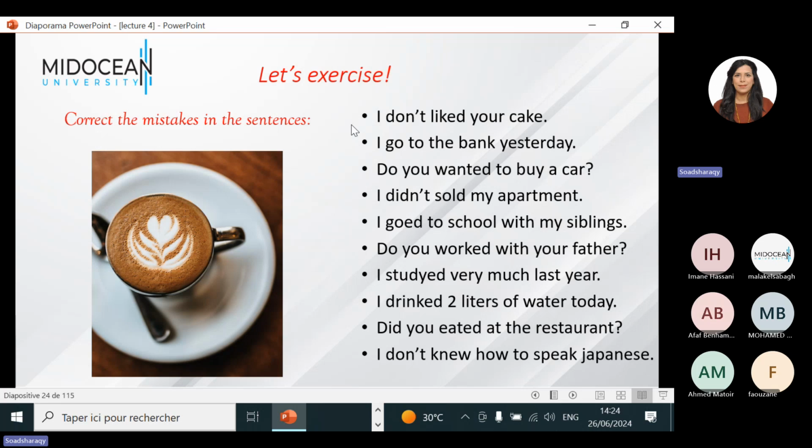Now let's practice, let's exercise. Let's do this activity now together. Correct the mistakes in the sentences. So, let's start. Who wants to answer? Who wants to do the first example? Dear students?